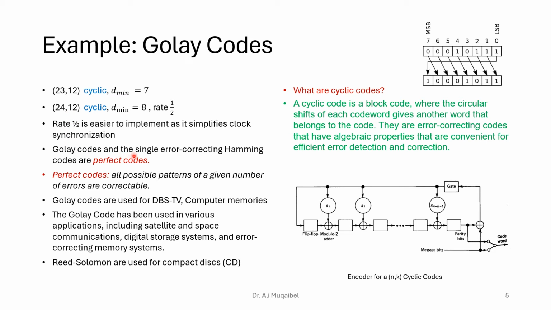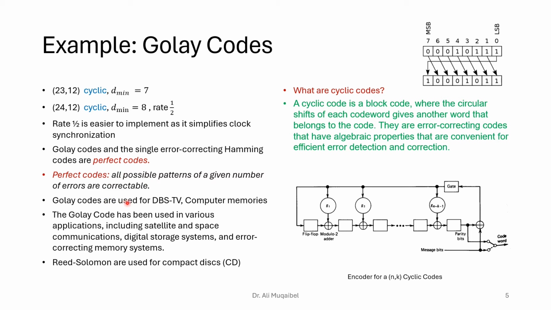Golay codes and the single error correcting Hamming codes are perfect codes. So this is an example of a perfect code. It means that if it corrects a certain number of errors, if it corrects 2 errors or 3 errors, then all of them will be corrected. So there aren't certain patterns that are correctable and others that are not correctable with the same number of errors. We can define perfect codes as codes where all possible patterns of a given number of errors are correctable. So if it corrects a given 2 errors, it will correct all 2 errors.